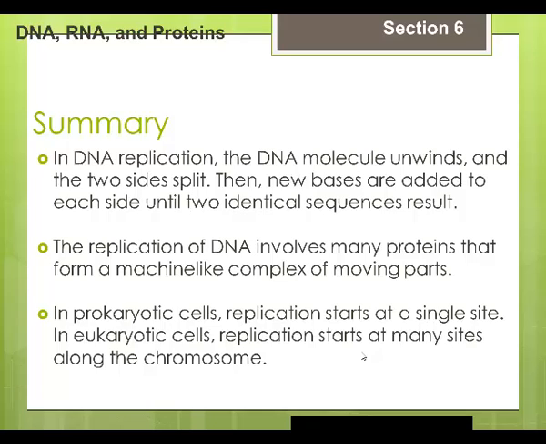new base sequences to create new strands. In prokaryotic cells, replication starts at a single site. In eukaryotic cells, replication starts at many sites along the chromosome. So eukaryotic cell replication is much faster than prokaryotic cell replication.